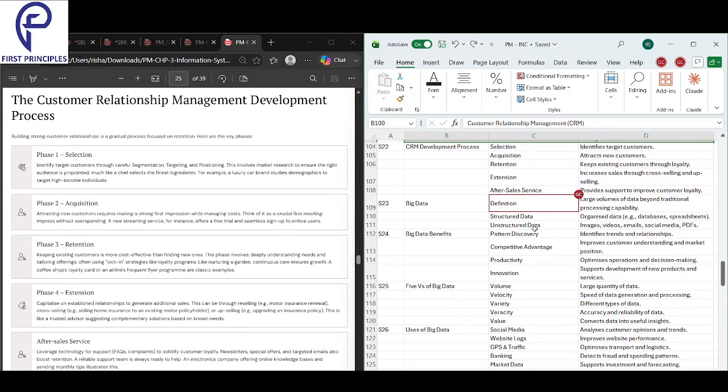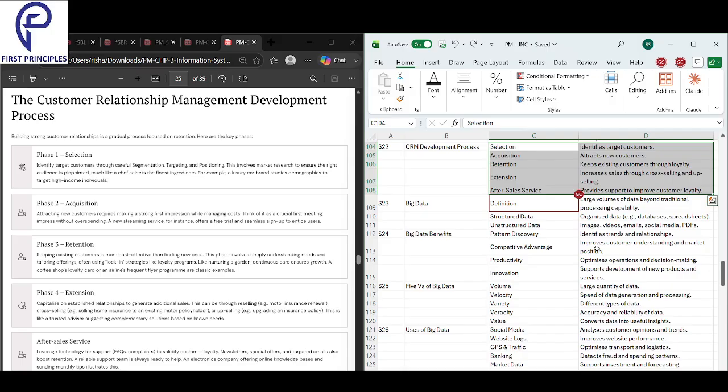Okay. So there are a few phases that we look into in the process of CRM development. First, selection. It identifies the target customers. Who are your target customers? Next, acquisition. It attracts new customers. Third, retention. It keeps existing customers through loyalty. Fourth, extension. It increases your sales through cross-selling and upselling. And fifth, after-sales service. It provides support to improve customer loyalty.